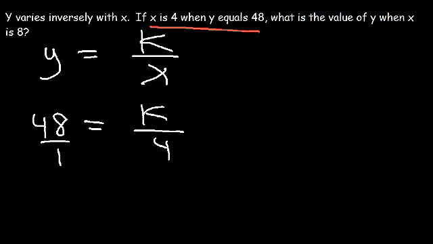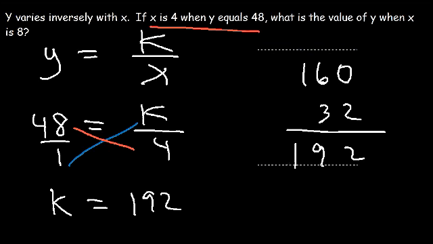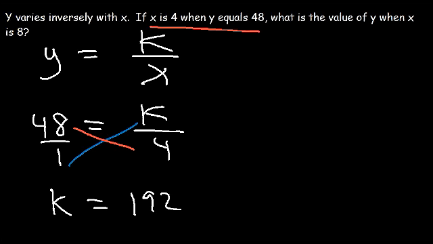Let's cross multiply. 1 times k is k, and 4 times 48, that's 4 times 40 is 160 because 4 times 4 is 16, and 4 times 8 is 32, so this gives us 192. Now that we have the value of k, we can find the value of y when x is 8, so we can answer the second part of the problem.